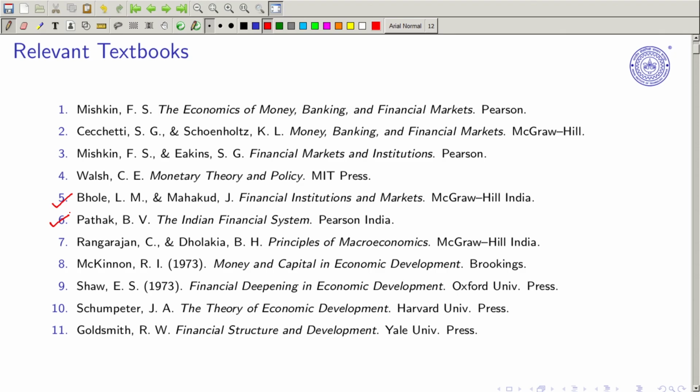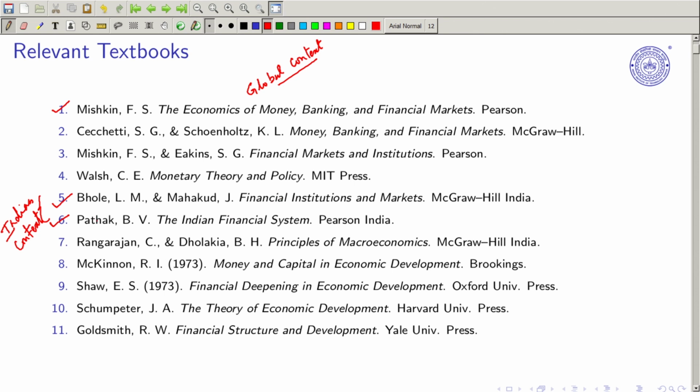Then in the global context, Frederic Mishkin's book, The Economics of Money, Banking and Financial Markets, is one of the important references that we see. So this could be in the global context. These two books are in the Indian context. Right. So this is what we often try and find.